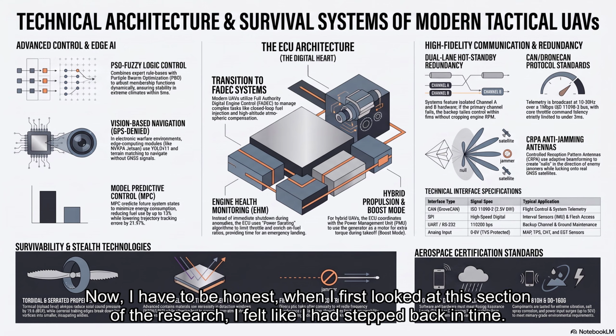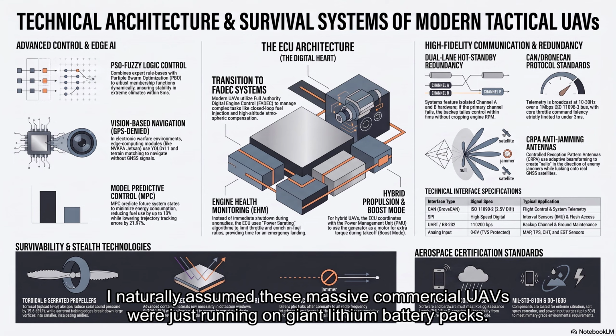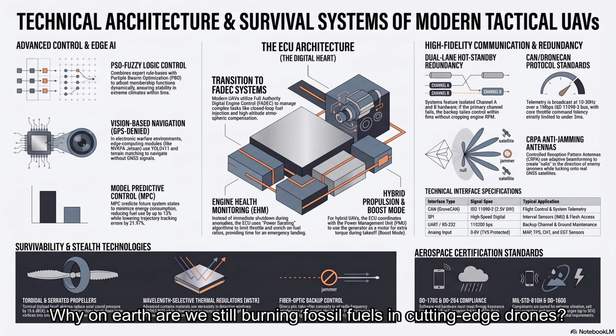Now, I have to be honest, when I first looked at this section of the research, I felt like I had stepped back in time. We hear so much about the electric revolution. Cars are going electric, small drones are entirely electric. I naturally assumed these massive commercial UAVs were just running on giant lithium battery packs. But they aren't. They rely heavily on internal combustion engines, ICEs, burning gasoline or heavy aviation fuel. Why on earth are we still burning fossil fuels in cutting-edge drones?